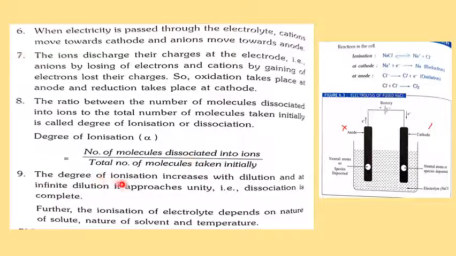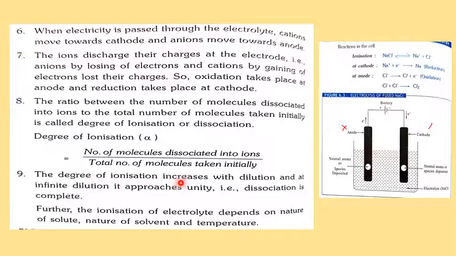The degree of ionization increases with dilution. At infinite dilution, it approaches unity, dissociation is complete. Listen, if we take a weak electrolyte in the beaker, first only 10 molecules dissociate into ions out of 100 molecules. After adding some more water, that is dilution of the solution, some more ions dissociate, another 5 molecules. Add water again and again. Finally, at infinite dilution, all molecules dissociate into ions. So then dissociation is completed.